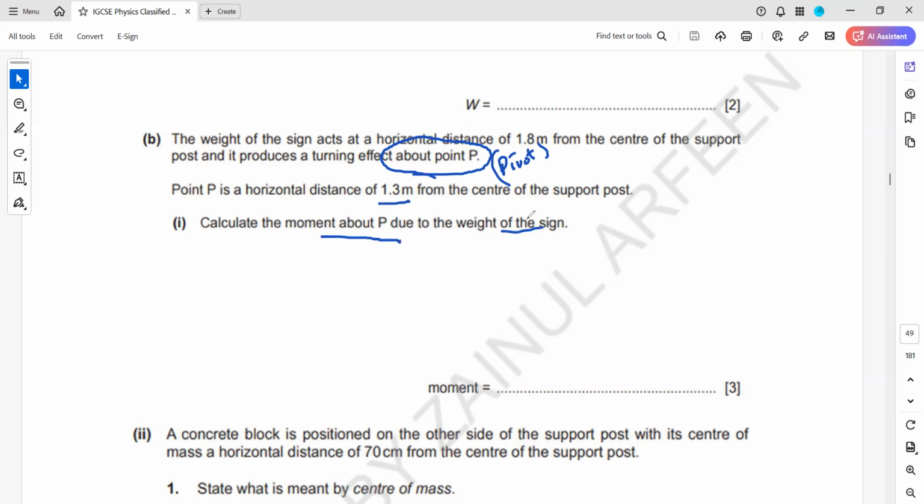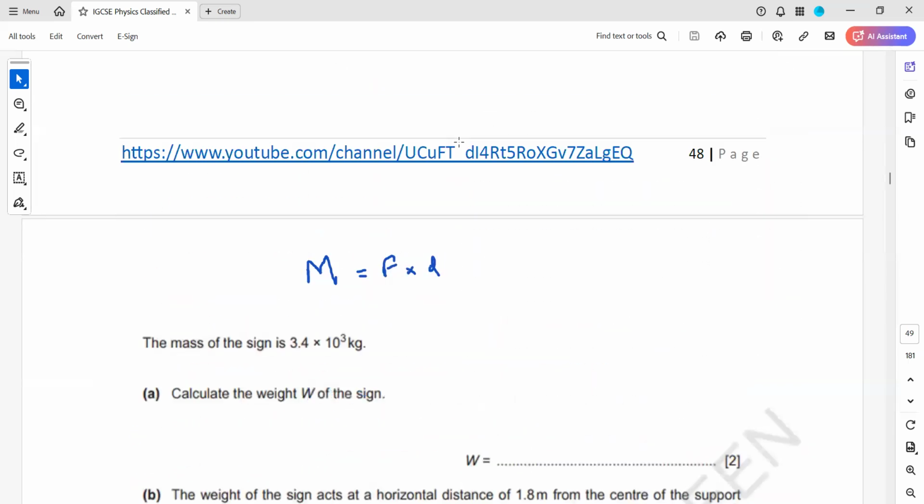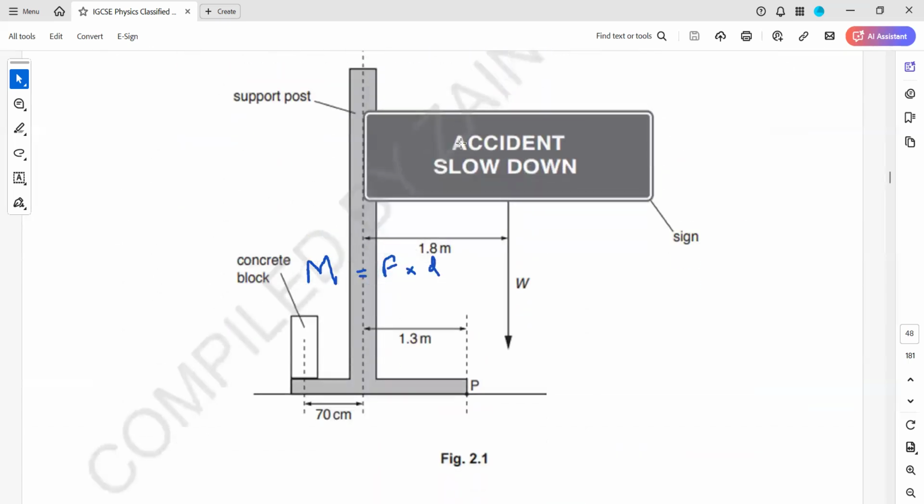So we need a turning effect, the moment. How to calculate a moment? What's the formula for moment? The turning effect. Force multiplied by distance. So moment is force multiplied by distance. So what force will we take? Because we need the moment of the weight. So weight is a force here. Weight is a force, and what is the distance from point P? Like weight is acting downward. What is the perpendicular distance from point P? Because point P is the pivot.